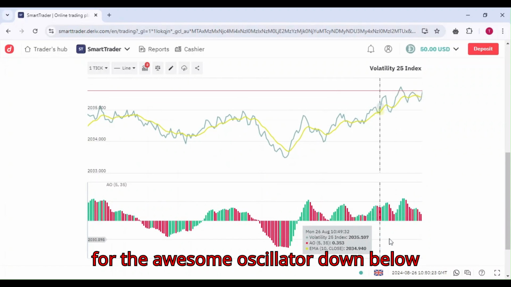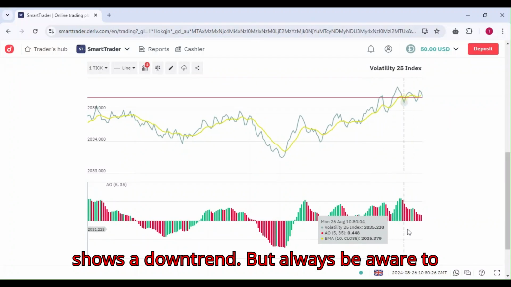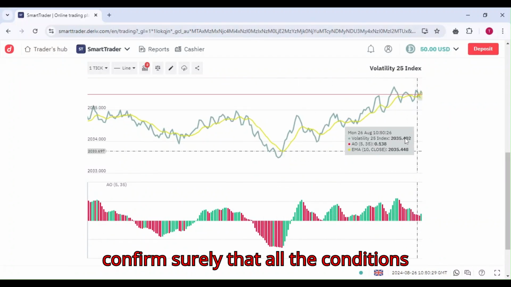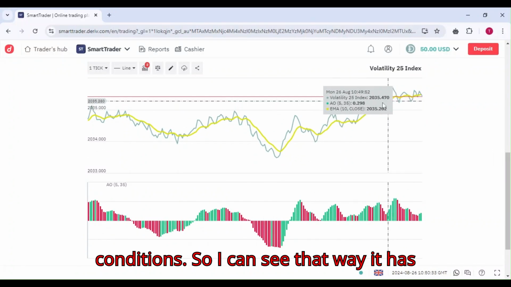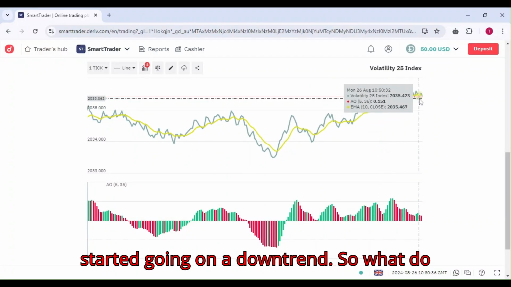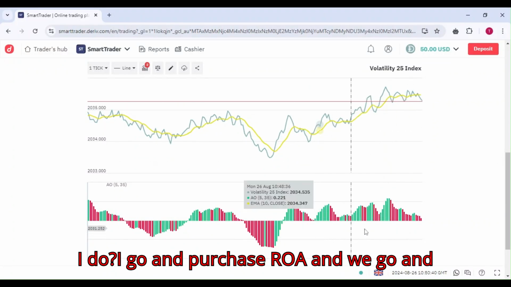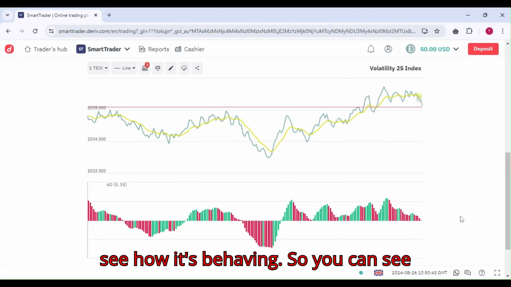And for the awesome oscillator down below, it shows a downtrend, but always be sure to confirm that all the conditions are met, and this should be both conditions. So I can see that way, it has started going on a downtrend. So what do I do? I go and purchase ROA, and we go and see how it's behaving.